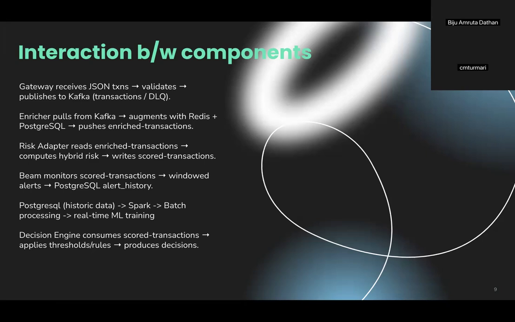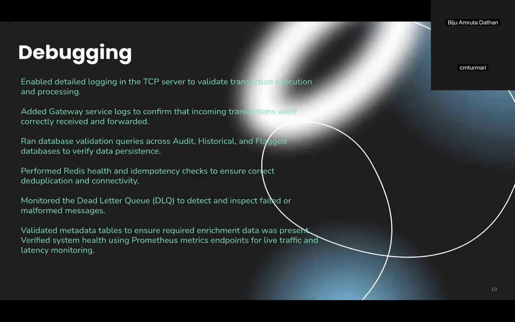Finally, the decision engine consumes scored transactions, applies thresholds and rules, and outputs the final decision. So coming to debugging, to ensure reliability, we use detailed logs, SQL checks on audit and history tables, Redis health tests for deduplication, DLQ inspection for malformed messages, and live Prometheus metrics for throughput and latency. Makefile debug targets automate these checks so the entire pipeline can be validated quickly.